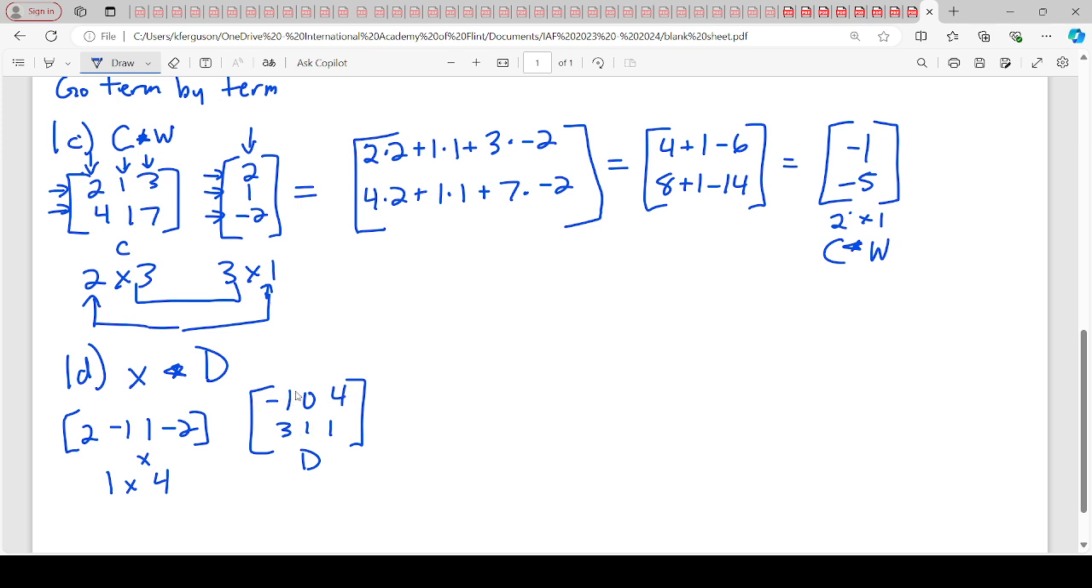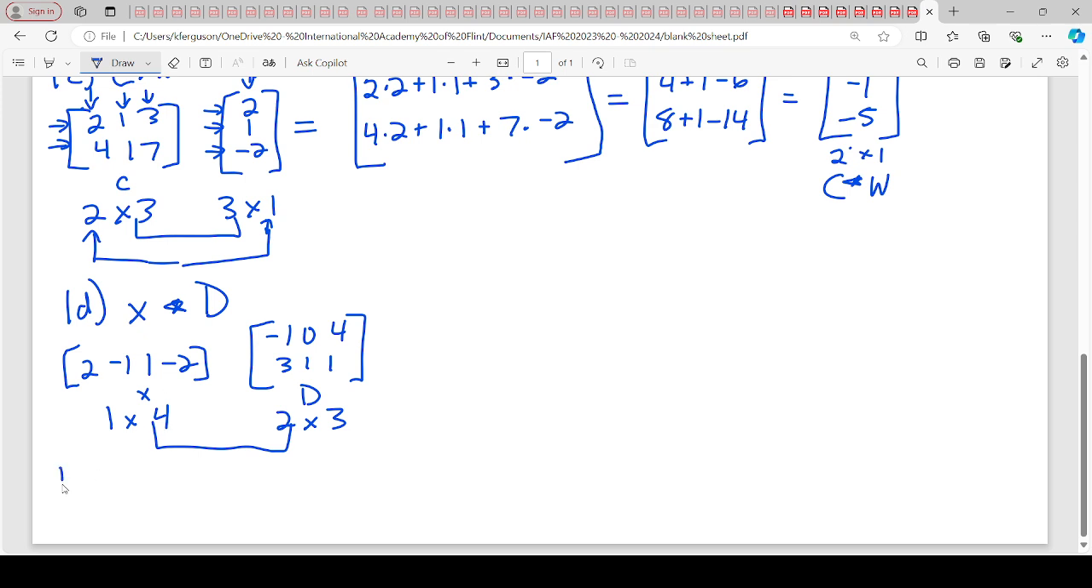The dimensions here are 2 rows by 3 columns. The inner dimensions don't match. So no solution. NA, can't do it, or not possible. Whatever expression that you can't do it, however you want to say it.